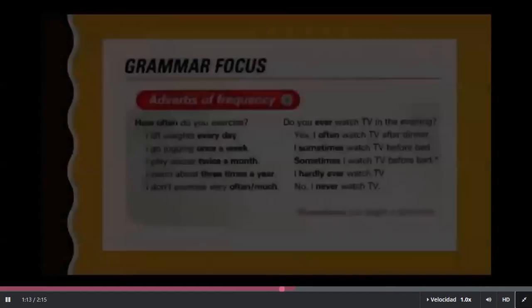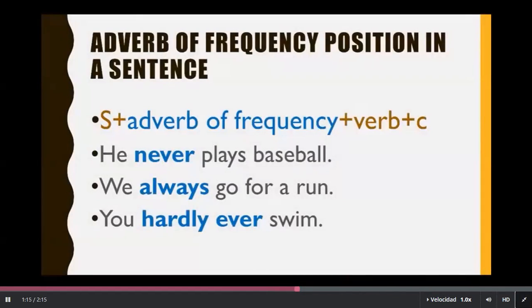Never. I think it would help to know the position of the adverb of frequency in a sentence. Subject plus adverb of frequency plus verb plus complement. So let's replace the structure with real sentences. He never plays baseball. We always go for a run. You hardly ever swim.